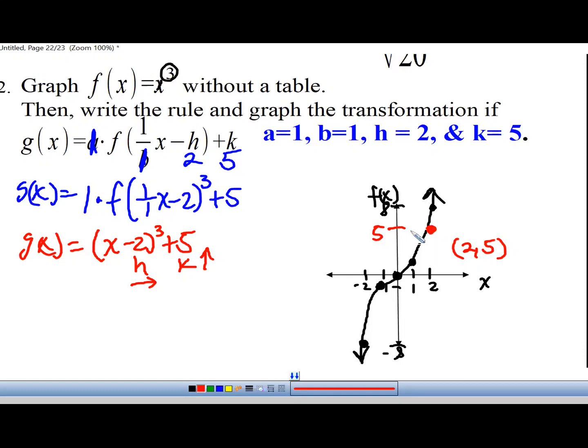So that means if I bring all the other points over, the new transformed function is going to look something like this. It moved to the right and up. But this point, the 0, 0, now became what? 2, 5. Where did we get 2, 5 from? Yeah, from H and from K.